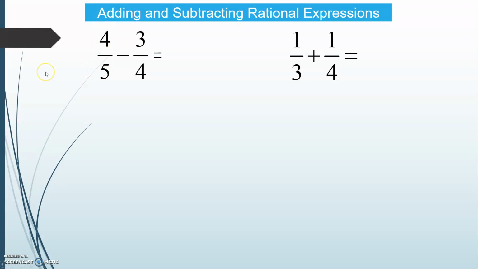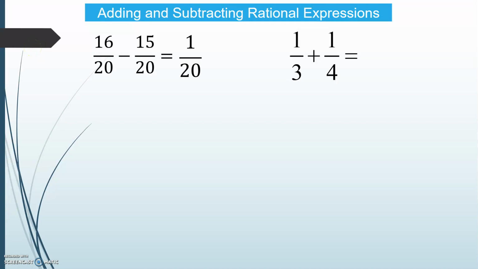So top and bottom is going to get multiplied by 4. Same thing on this side, I needed this to multiply by 5. So top and bottom is going to get multiplied by 5. So I end up with 16 over 20 minus 15 over 20. And then I can just go ahead and combine my numerators. So 16 minus 15 is 1.